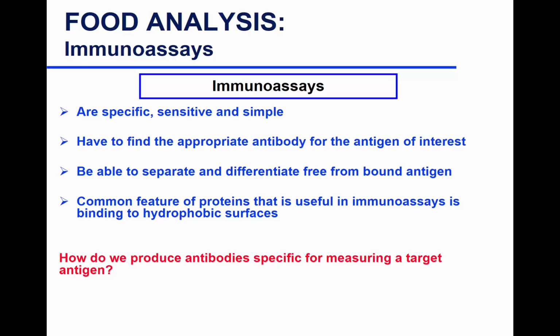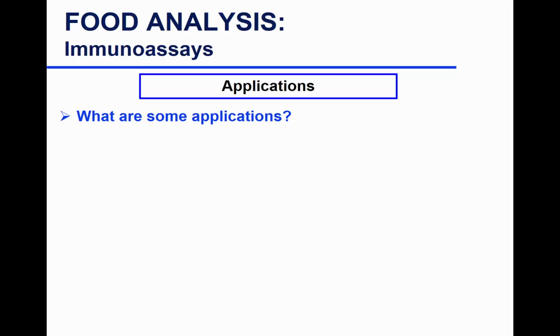I already asked this question: how do we produce a specific antibody? It is injected into the animal body. We already mentioned some applications, right? So what are they again? Repetition is always good. So allergens. We also said bacteria. We also said GMOs. We also said toxins.